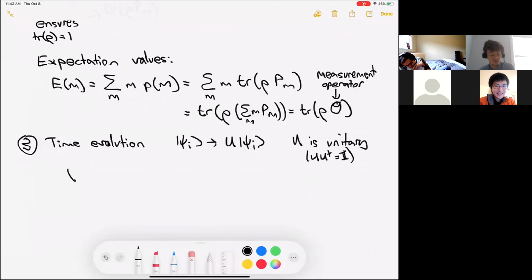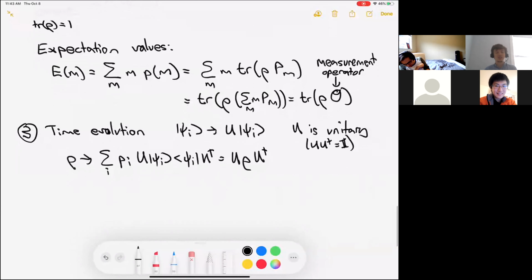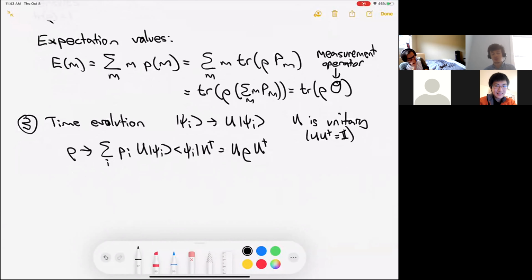What does that mean for rho? Well, it means rho goes to the sum over i of pi, U acting on psi i, and then its Hermitian conjugate, which is U dagger, to the right of bra psi i. And of course, this is just equal to U rho U dagger. Okay, so the density matrices evolve by conjugating them with U, which just means you take rho and map it to U rho U dagger.